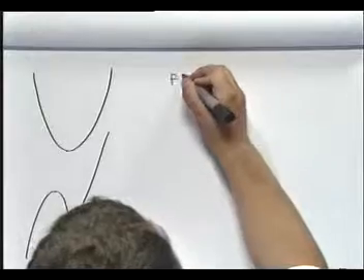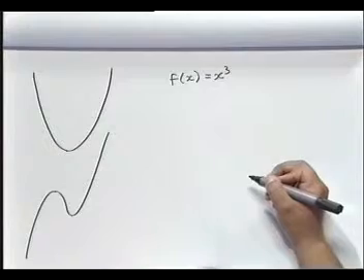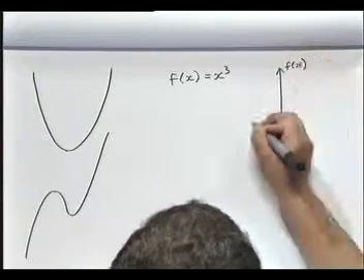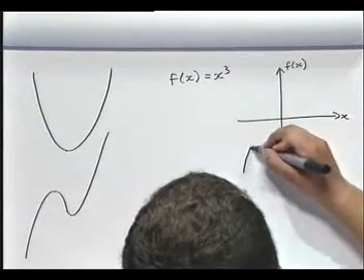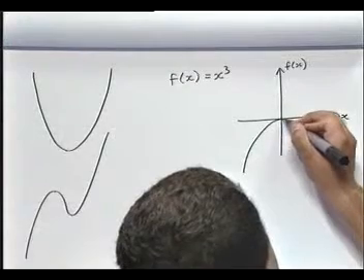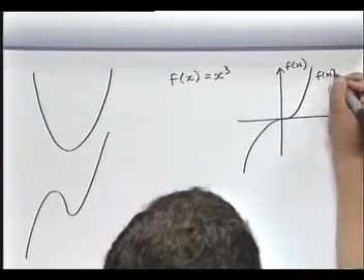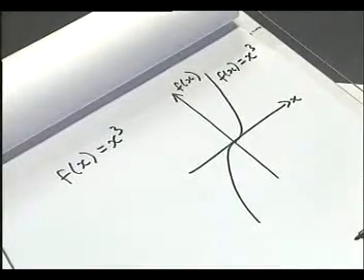A good example is if you look at f of x equals x cubed. If I do a sketch over here, f of x and x, that would come from the bottom left through 0 and then come up here like this. And that's f of x equals x cubed. And so we can see that the function f of x equals x cubed does not have a turning point.